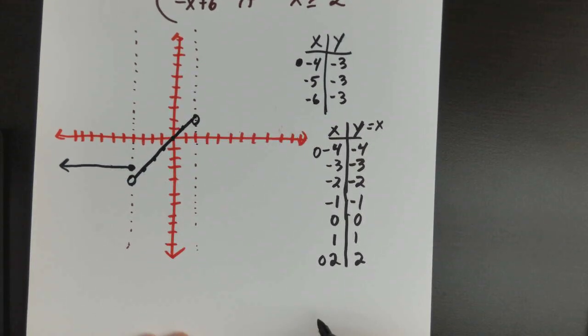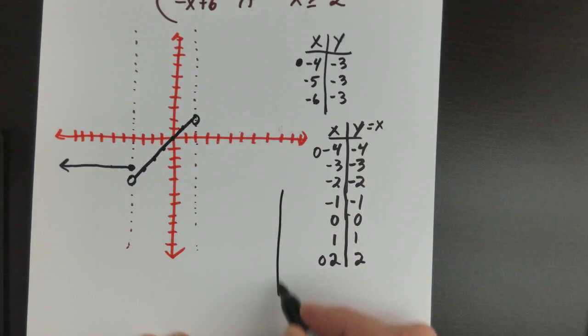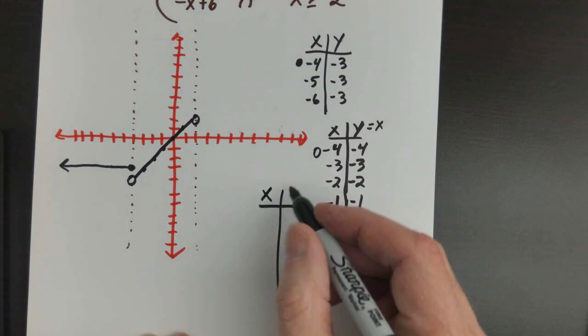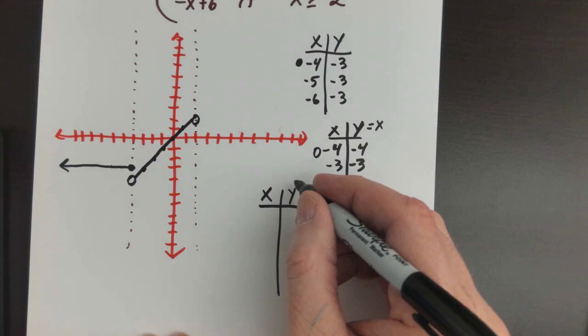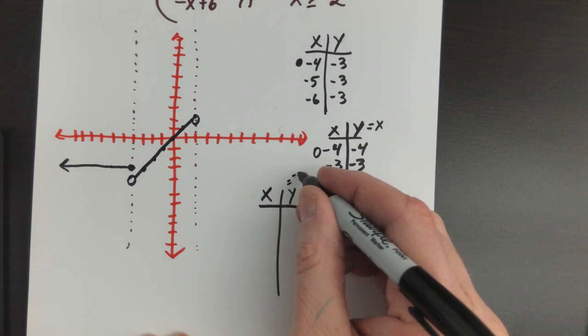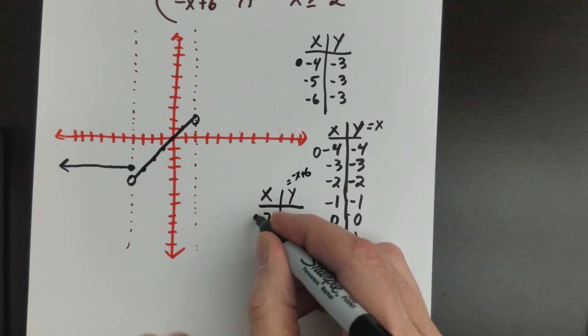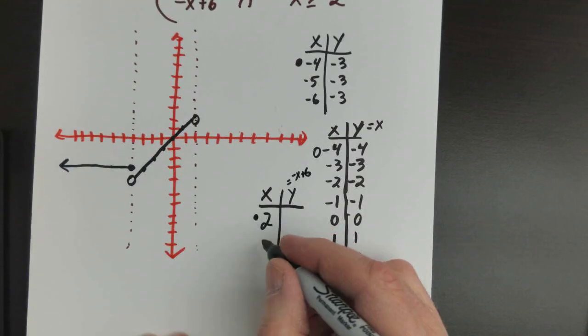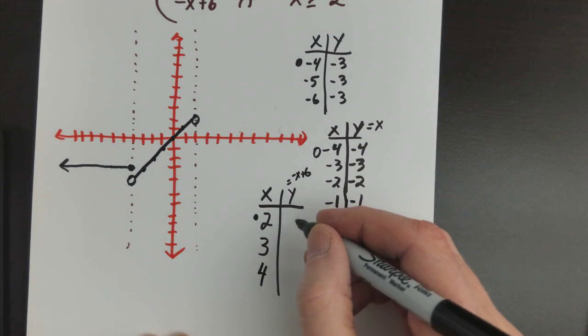And then the last piece, and this is y equals negative x plus 6, but it starts at 2. It's going to get the closed circle. And then bigger than 2: 2, 3, and 4. Let me just do those 3.